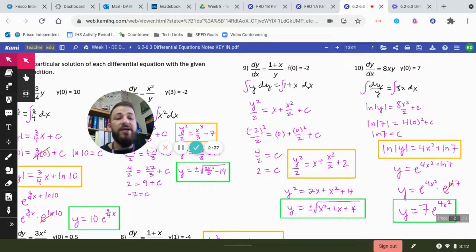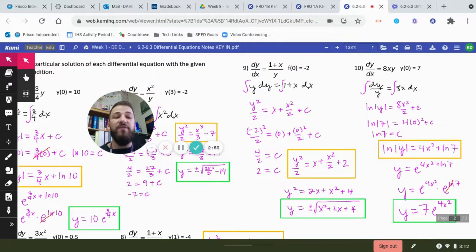And last but not least, y'all, number 10. Number 10, we get that dy over y, which gives us a natural log of y, which when we plug in, we get the natural log of 7 is equal to c. So we can leave it as the natural log of the absolute value of y is equal to 4x squared plus natural log of 7.